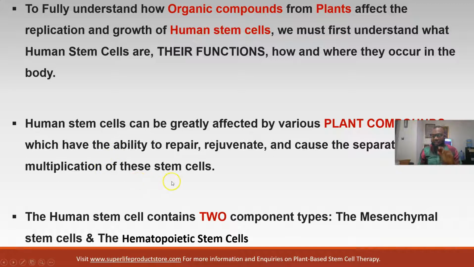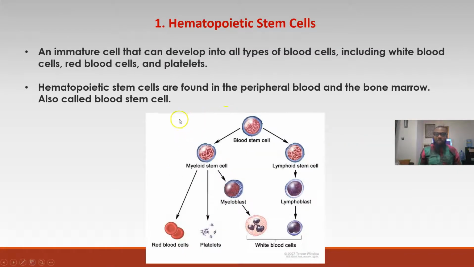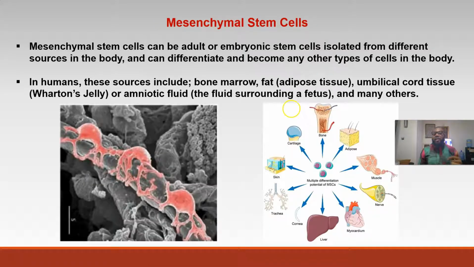So the human stem cells are basically in two forms. We have the mesenchymal stem cells and we have the hematopoietic stem cells. The hematopoietic stem cells occur in the blood, and they divide into myeloid stem cells, lymphoid stem cells, and basically all the cells of the blood, and that is all they do. They are found in the peripheral blood and inside of the bone marrow. They are also stem cells, right? But they are hematopoietic stem cells, and this is where their division stops, just in the blood and in the bone marrow.